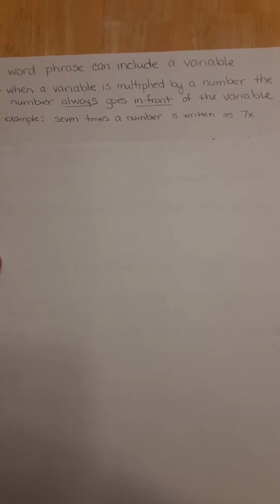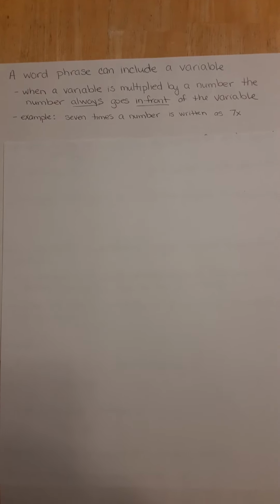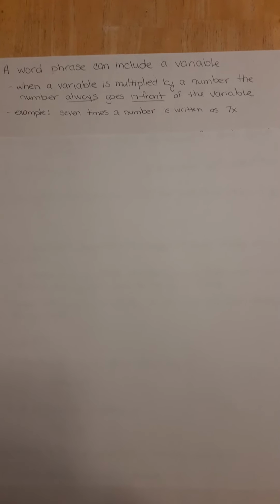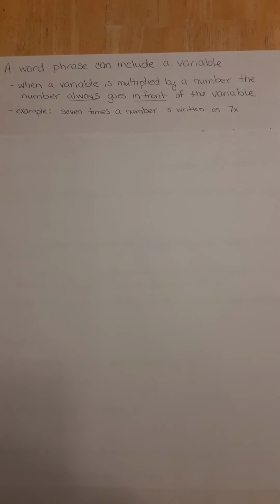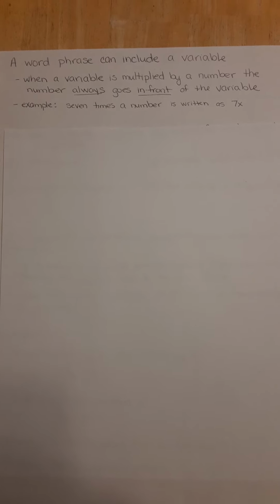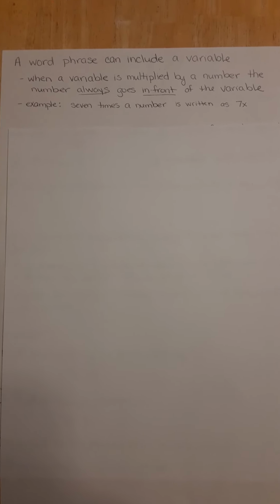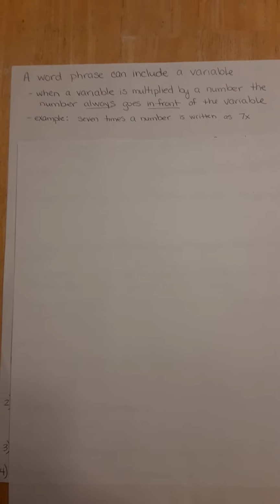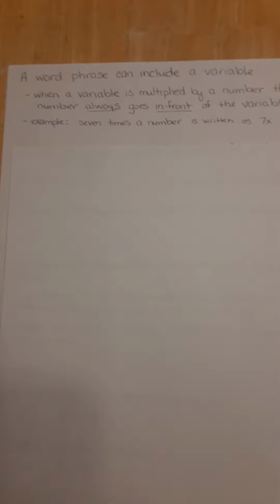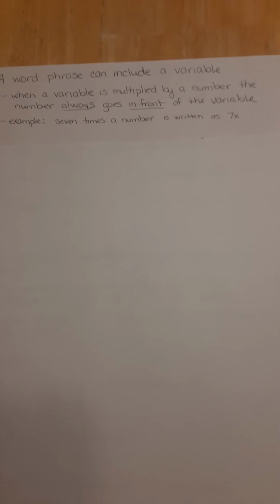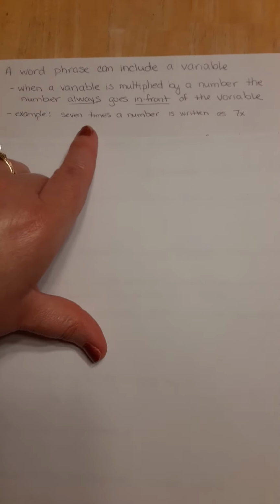Let's go ahead and talk about some bigger things here, okay? So a word phrase, we can also include variables with it, okay? Remember, a variable can be multiplied by a number, okay? Now, in algebra, we always put the number in front of the variable when we do that. It's just keeping it organized, and it is the standard way of writing things. So what do I mean? Well, let's look at the word phrase.